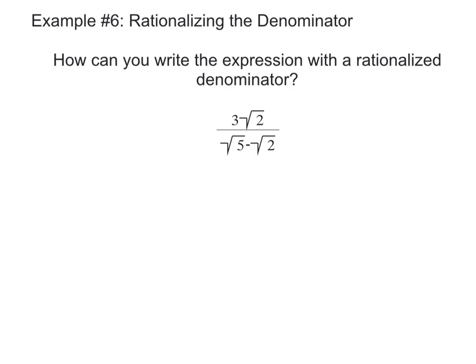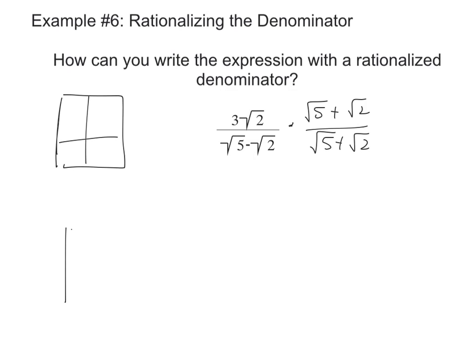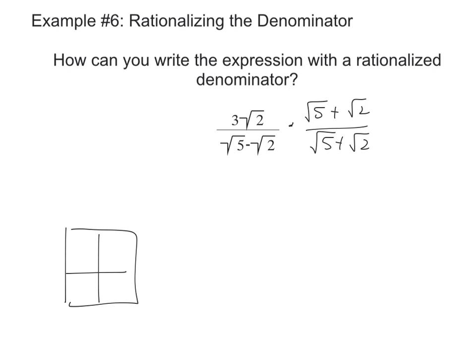So here we have 3 square root of 2 over square root of 5 minus the square root of 2. So we need to multiply by the conjugate, which is the square root of 5 plus the square root of 2. So we could do 2 separate boxes if we would like. Actually, the first one doesn't really need a big box like that. It's a 1 by 2.